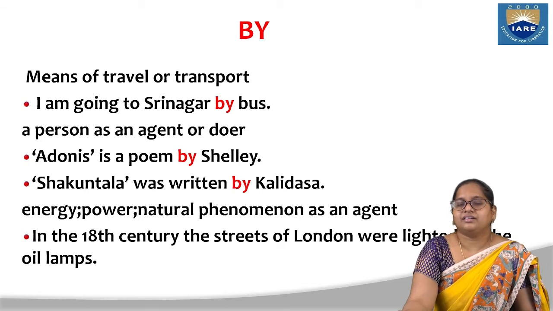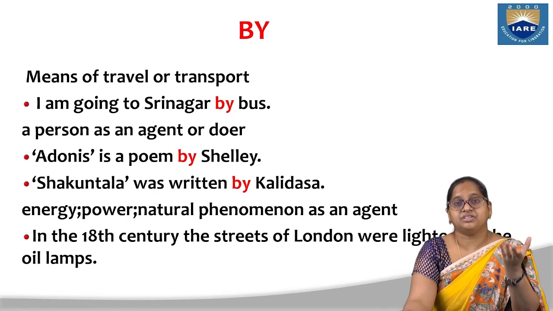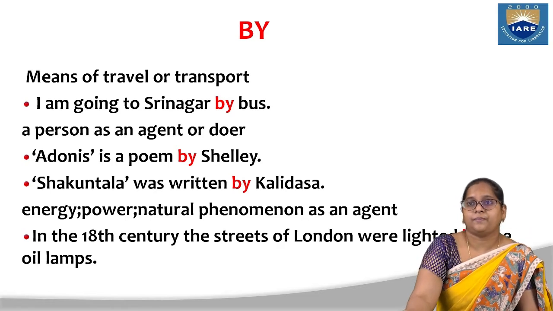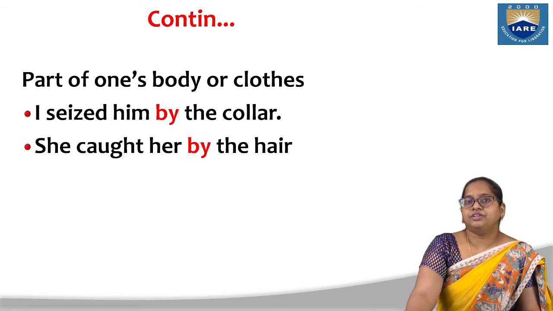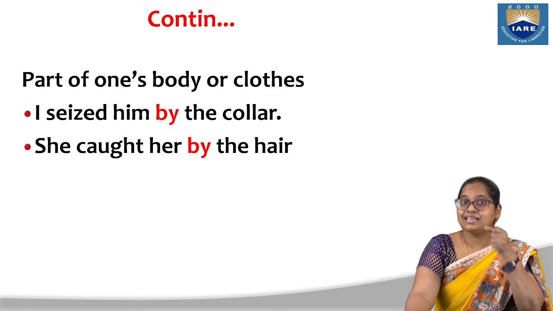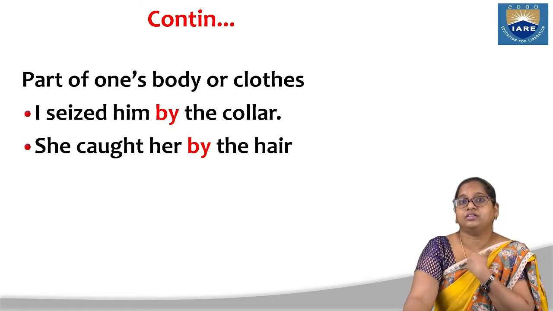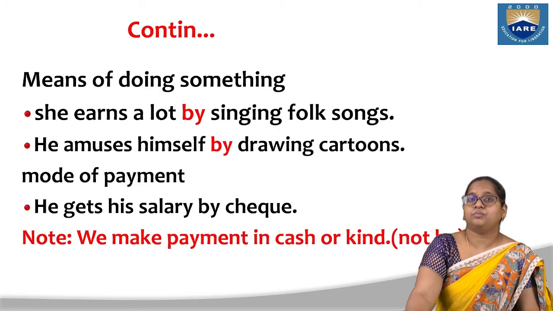So next, in the 18th century, the streets of London were lighted by gas. Some action, as an agent, you can use this preposition. When you are referring to part of one's body, you can use by. Like I seized him, caught him by the collar. She caught her by the hair. So we are referring to parts of the body.